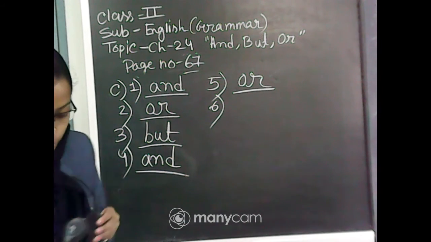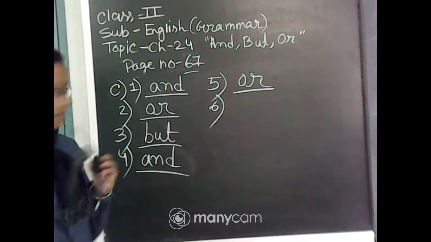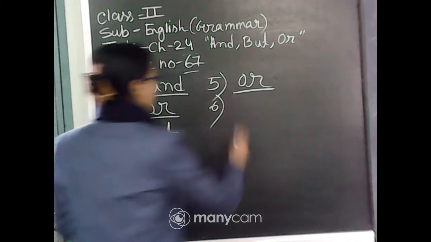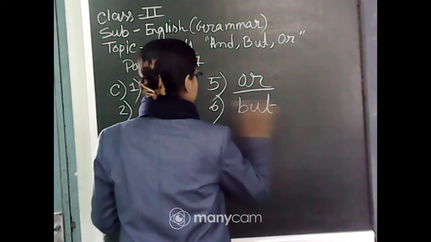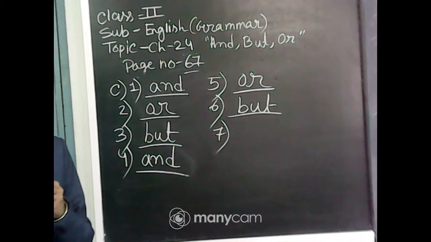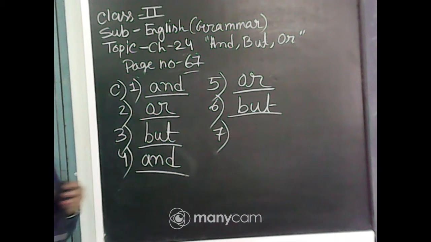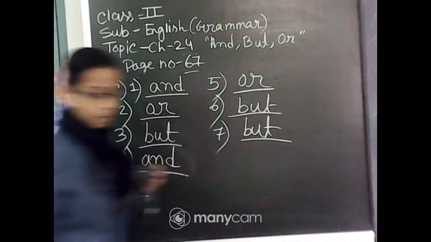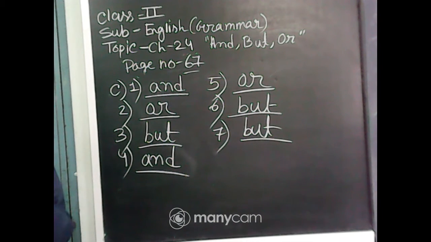You cannot have both. Number 6, we have some milk dash no sugar. It will be but. Correct. And number 7, the cat tried dash could not catch the mouse. The cat tried but could not catch the mouse.